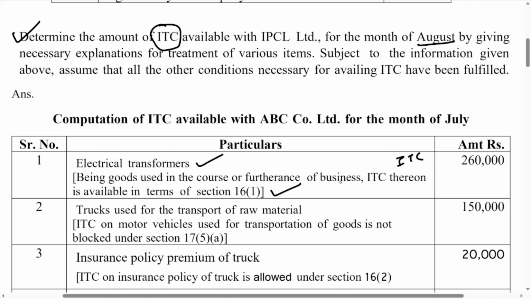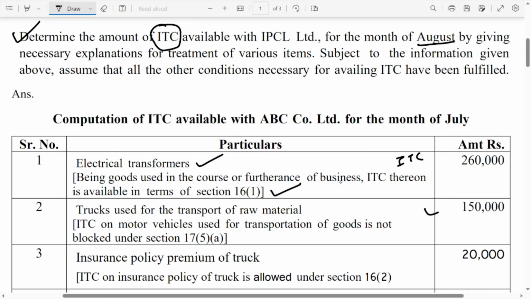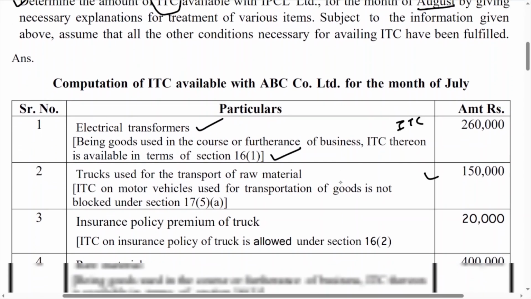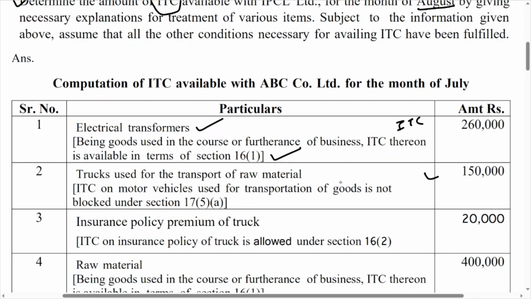So in this case, the truck is used for transportation of goods, so credit is absolutely available. For trucks used for the transportation of raw material, whatever GST you have paid, rupees 1,50,000, credit is available. The reason is also given: ITC on motor vehicle used for transportation of goods is not blocked under section 17 subsection 5 clause A. If it is blocked, then credit is not available, and in that case we will write down nil here.